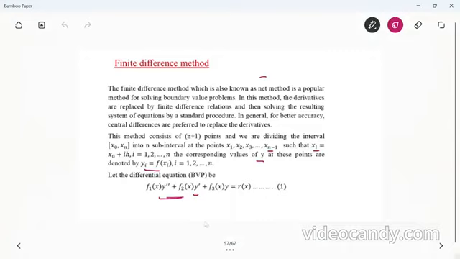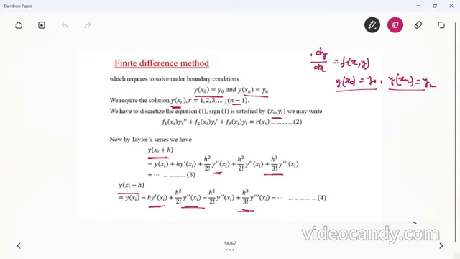So this is a finite difference method. Here we are discussing how to solve a boundary value problem. This is the BVP that is given here, and these functions are defined, and the initial value and the ending values are already given to us: y of x0 equals y0, y of xn equals yn.